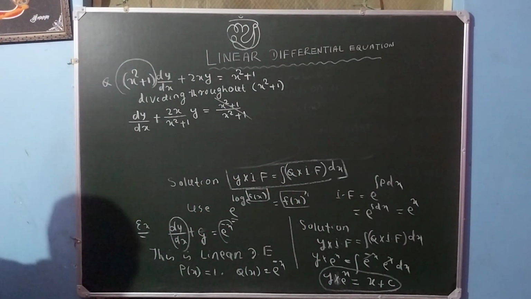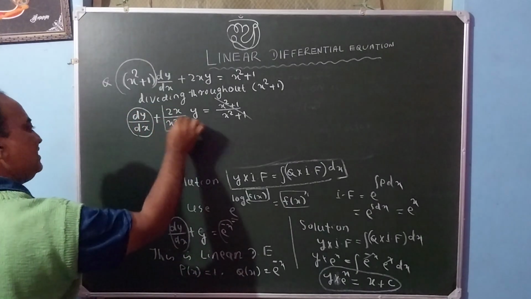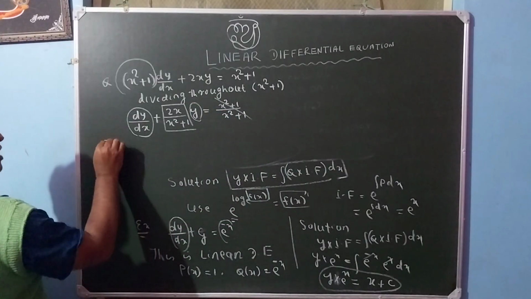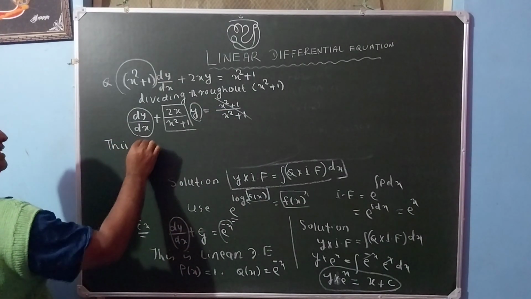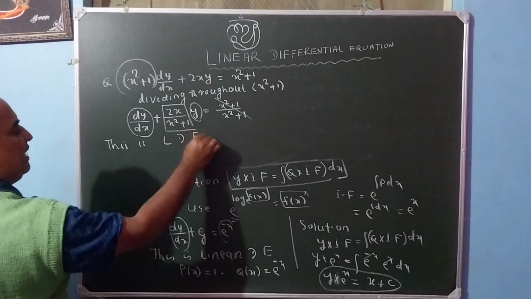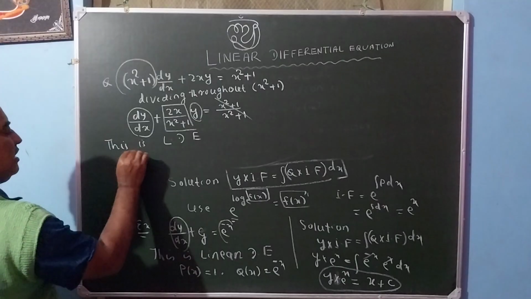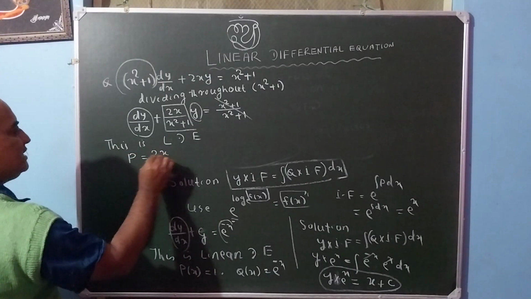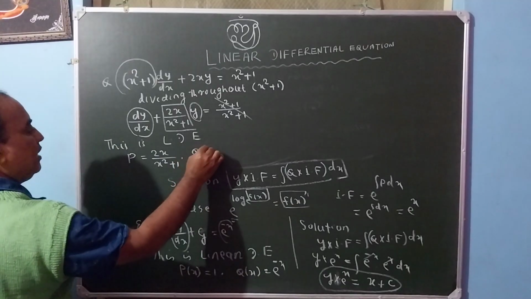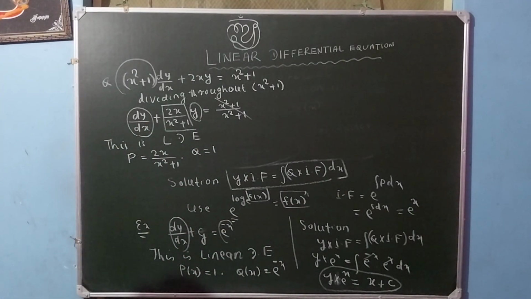Now it is a linear differential equation, dy/dx plus Px into y is equal to Qx. This is LD, LD means linear differential equation. P is here 2x by x square plus 1. Q is 1. Q means Qx, function of x, that is 1.